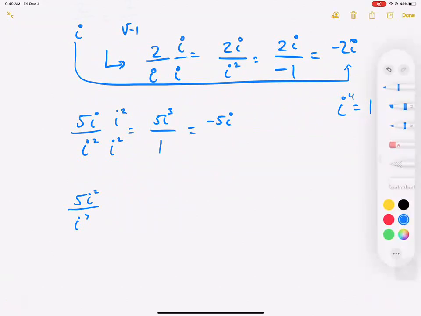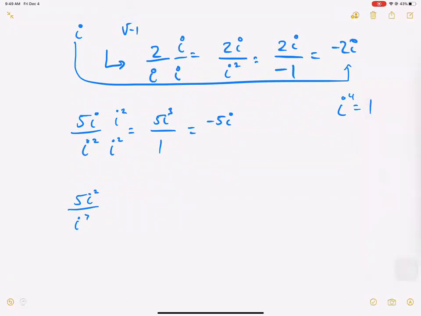So how many i's could I give this to make this into 8? If I just give it one more, doesn't this become i to the 8th? And what's i to the 8th? i to the 8th is just 1. Remember, every 4 i's gives us back to 1. This is just 5i cubed, which we know is -5i.